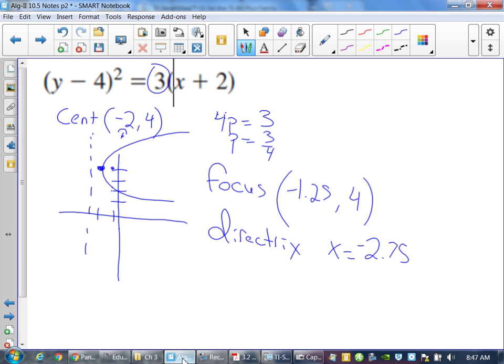Shall we add to this? Let's talk about writing equations given values. This is the fun stuff.